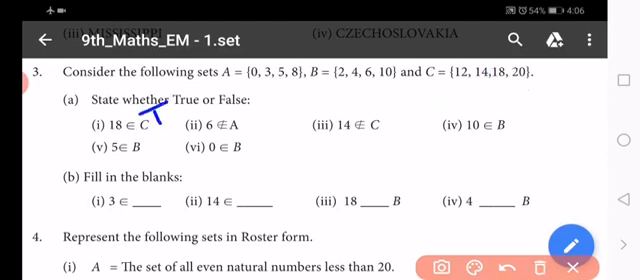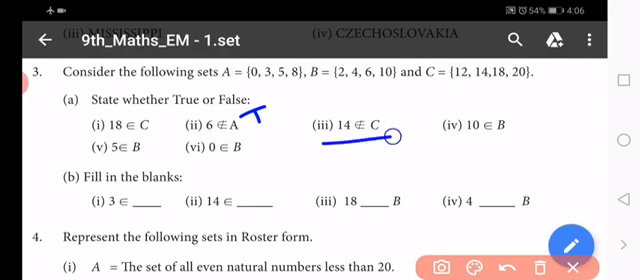And the second question, 6 does not belong to A. That means 6 is not an element in A. In set A there are also 4 elements: 0, 3, 5, 8, but 6 is not in the set A. So 6 does not belong to A is also true.